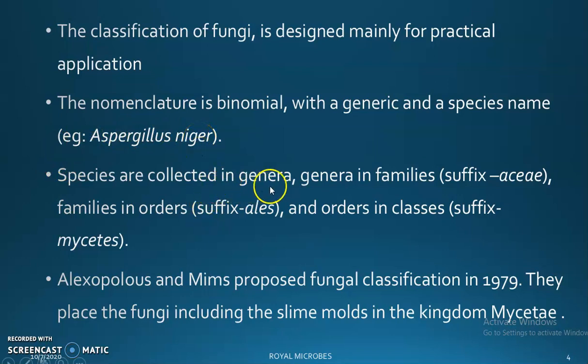Species are collected in genera, genera in families, families in orders and orders in classes, etc. Here, in the case of families we add the suffix aceae. Then in orders we add ales. Then in classes we add mycetes. Different suffixes are added based on the genera, family, orders and classes. Then different fungal classification systems are available, but we are following the classification system introduced in 1979 by Alexopoulos and Mims. They place the fungi, including the slime molds, in kingdom Mycetae.